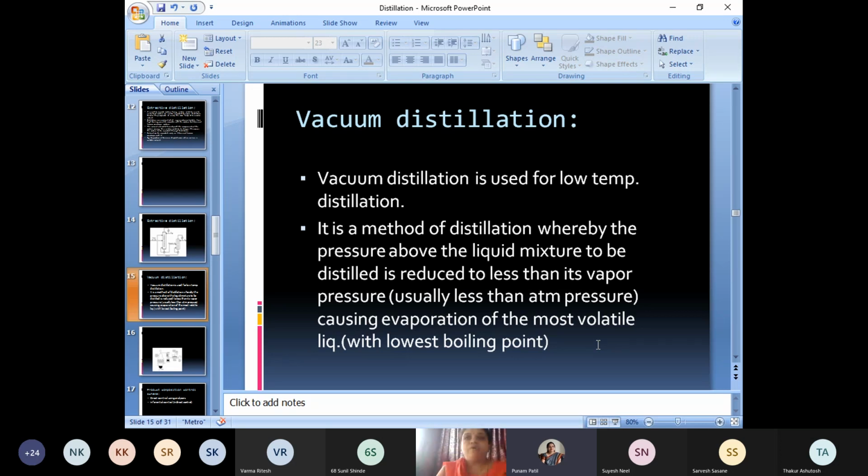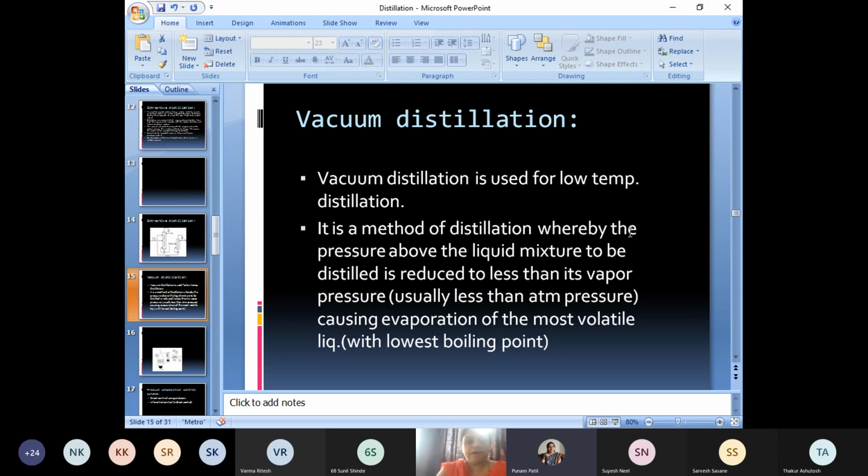Okay. So for some such application, what you need to do, you need to lower the boiling point of that component. How to lower the boiling point of component? Because boiling point is fixed for every component. But you can lower the boiling point by reducing the pressure. So that concept is used over here. When vacuum distillation is used, even at low temperature, distillation is carried out.